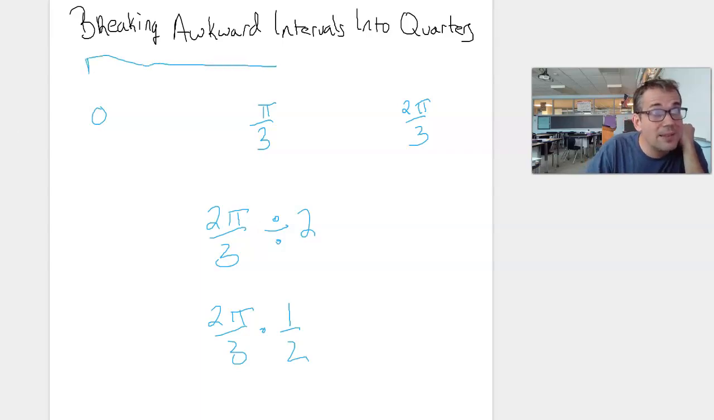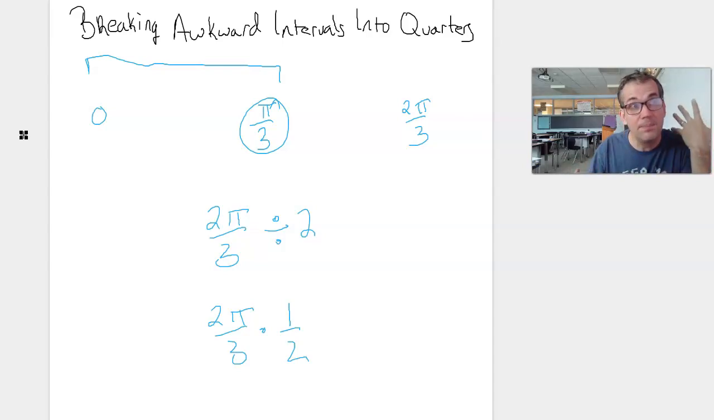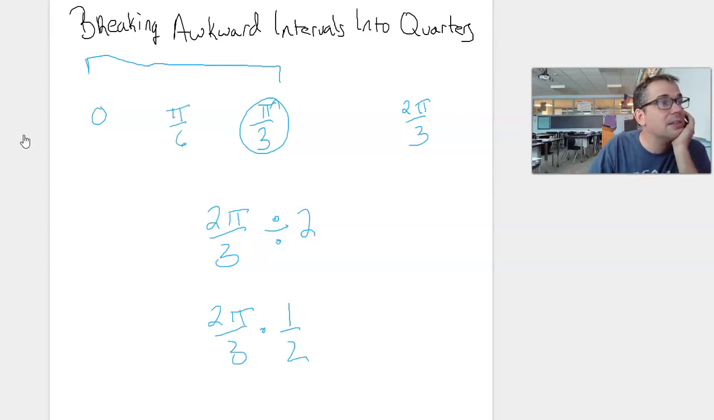So I want to break this interval in half. And same trick. If I was to divide this by 2, that's the same as multiplying it by a half, which is basically doubling the denominator. The halfway point over here is pi over 6. So now I've got the half broken in half.